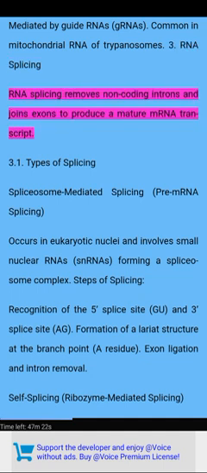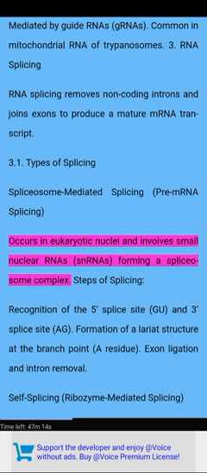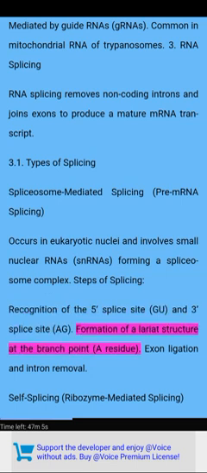3. RNA splicing. RNA splicing removes non-coding introns and joins exons to produce a mature mRNA transcript. 3.1. Types of splicing. Spliceosome-mediated splicing, or pre-mRNA splicing, occurs in eukaryotic nuclei and involves small nuclear RNAs (snRNAs) forming a spliceosome complex. Steps of splicing: recognition of the 5' splice site, GU, and 3' splice site, AG; formation of a lariat structure at the branch point, an A residue; exon ligation and intron removal.